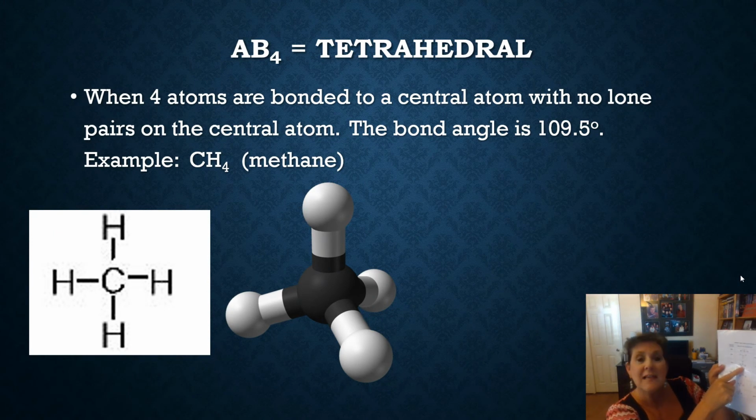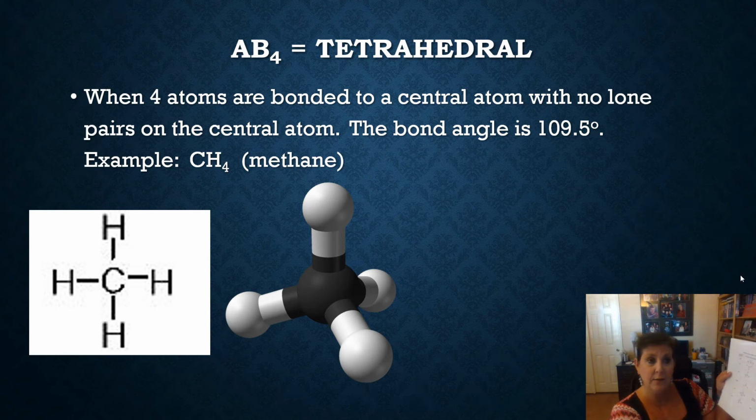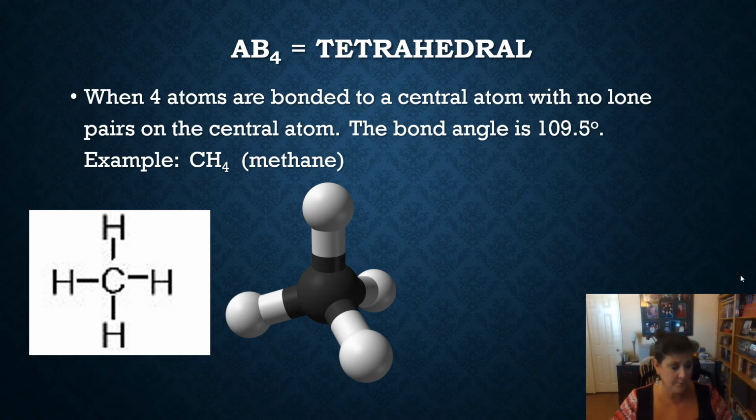Let's look at the third row in your table. AB4 looks like this. 4 atoms bonded to a center atom. Name of the shape is tetrahedral. The bond angle is 109.5. So if you have 4 atoms bonded to a center atom, it's tetrahedral, 109.5.